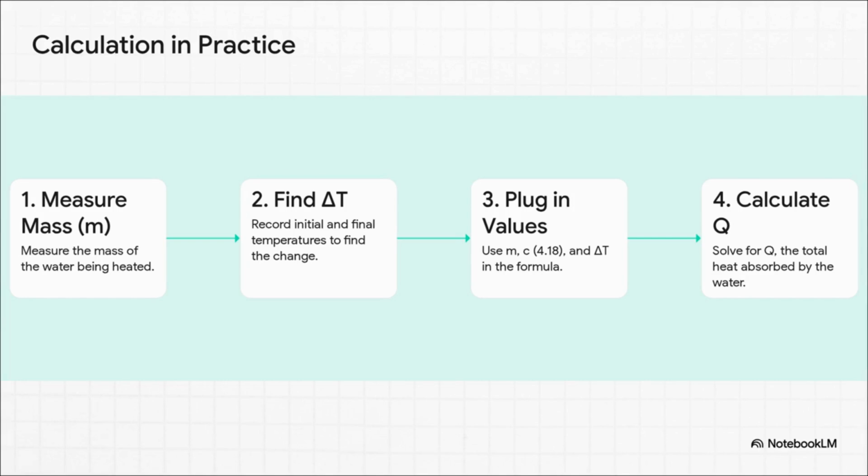Now we just plug it all in. Q is going to be 100 grams times that constant for water, 4.18, times that 10-degree change. You multiply it all out, and you get 4,180 joules. See? It's a direct, step-by-step path from your measurements to the final answer.